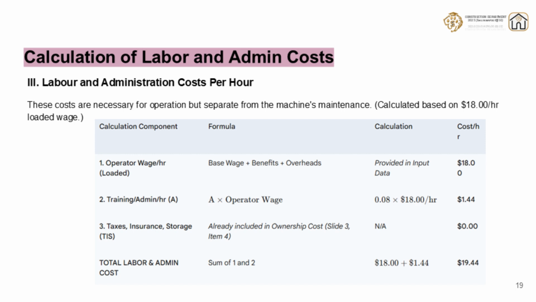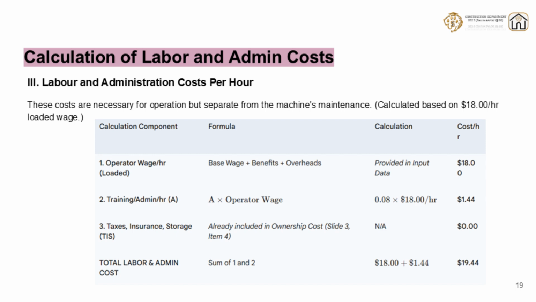The labor and administration costs cover the human and overhead elements separate from the machine's fixed or variable expenses. The loaded operator wage is provided as $18 per hour. The training and admin fee is calculated as 8% of the operator wage, which is $1.44 per hour.